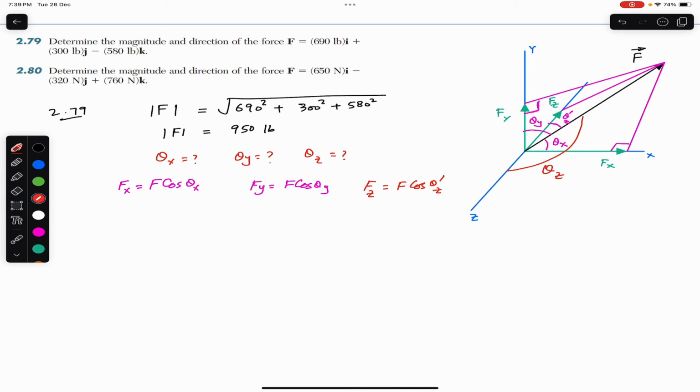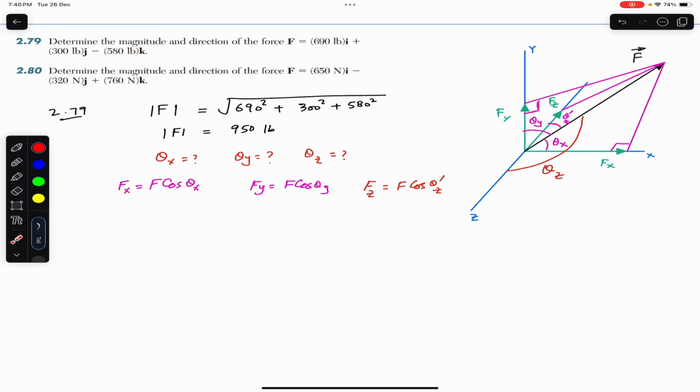But while using this right angle triangle and this theta z dash, we will be using the positive value of fz. So then we will be able to find theta z dash. If we use the negative value of fz, since fz is minus 580, then we will be able to find this theta z, this angle with the positive z axis. And so now we want to find the angle with the positive z axis. We need to use this fz magnitude as the negative value.